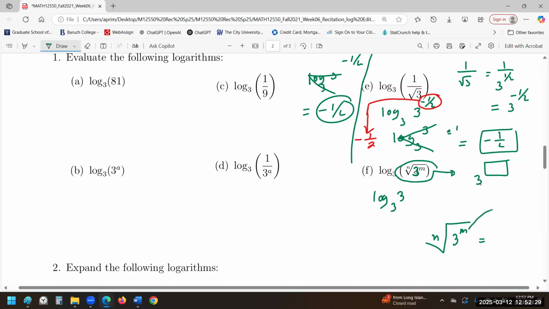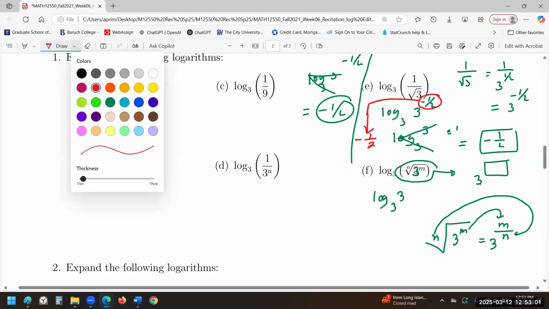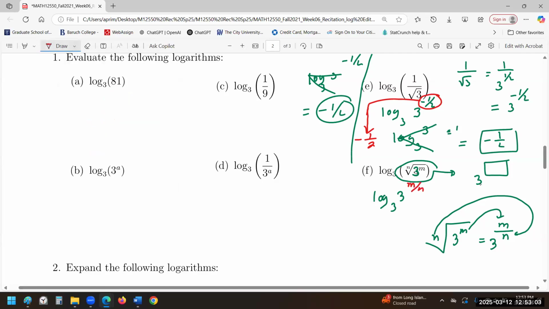Great. The power goes on the numerator, and any type of radical means it's a fraction. So we have the base 3, our radical is a fraction. Nth root means we have nth denominator, and m power means our numerator is the m. So the nth root of 3 to the power m is the same as 3 to the power m over n. So we rewrite this as 3 to the power m over n.